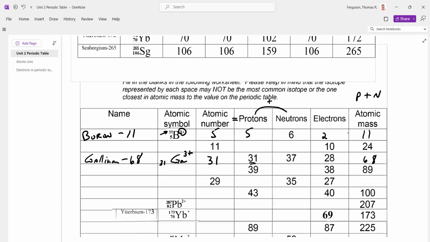Okay, because it's an ion, protons and electrons are not equal. Which do you have more of? Hence that. By how much? Right here. So 31 minus 28 is 3. That's where the 3 comes in.